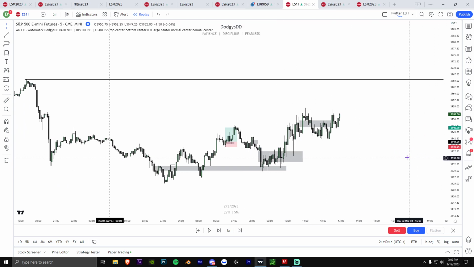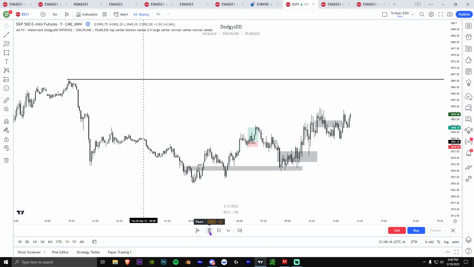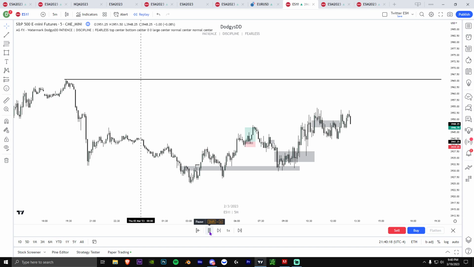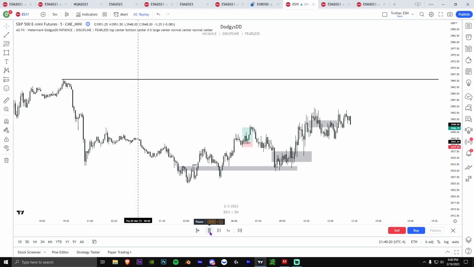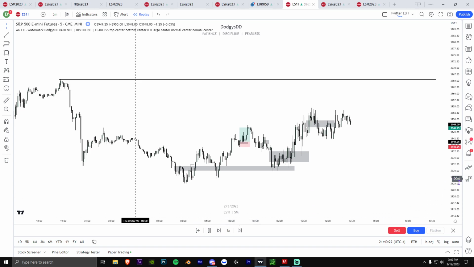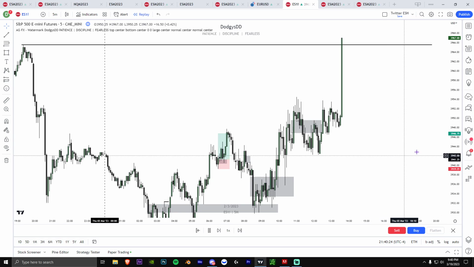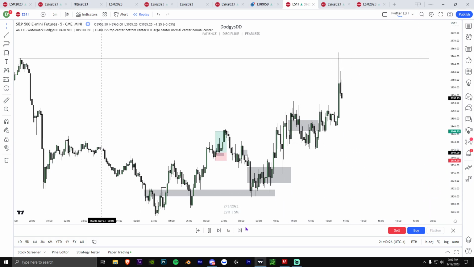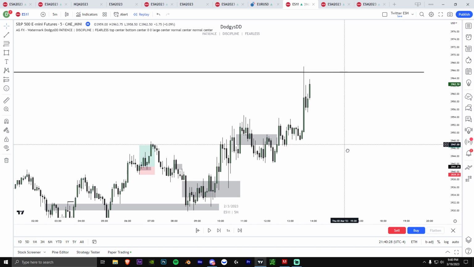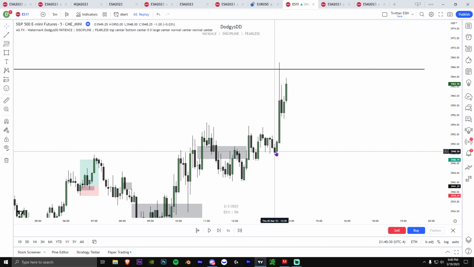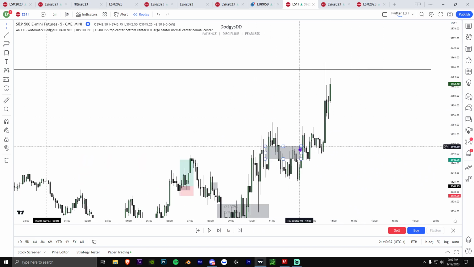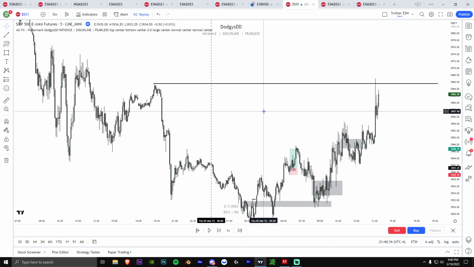Let's see if we get one. Okay, so we never got a long setup up here. I was trying to see if we got one. So there's no long setup up here. I just wouldn't have taken anything in this situation, but we did hit this high.